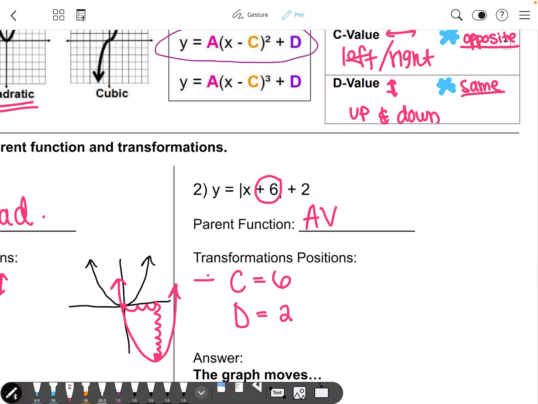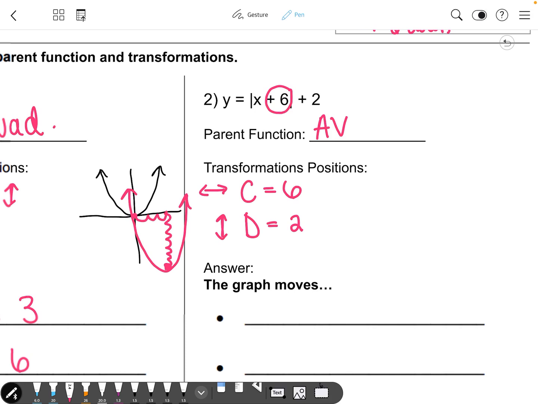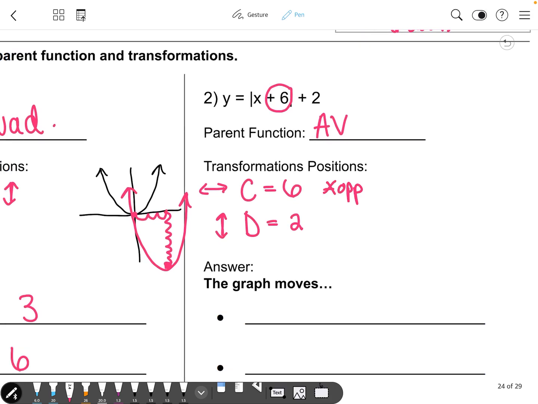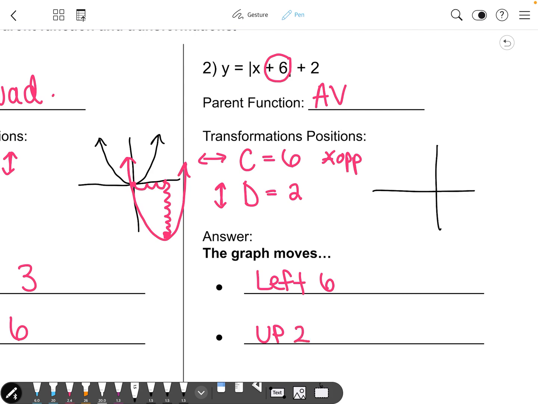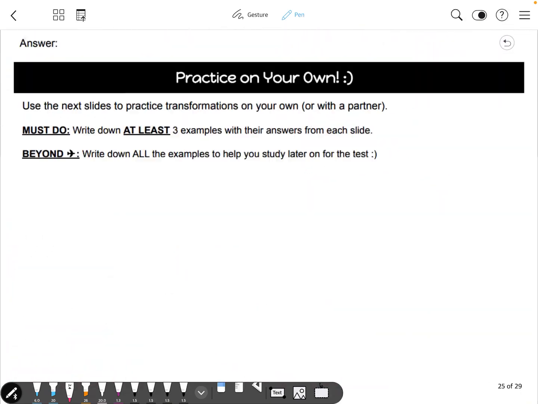A reminder, C goes left and right, D goes up and down. So the C value, remember, is opposite. So instead of moving to the right 6, I'm actually moving left 6. And then the D value does the same. So because it's a +2, I'm going up 2. We could sketch our graph if we wanted to. So here's my parent function for absolute value. It is AV. I can then shift this 6 left and up 2, and I would have my new graph. That's all.